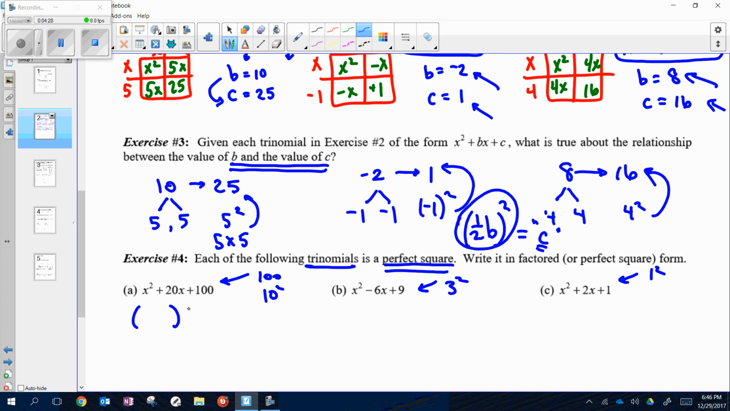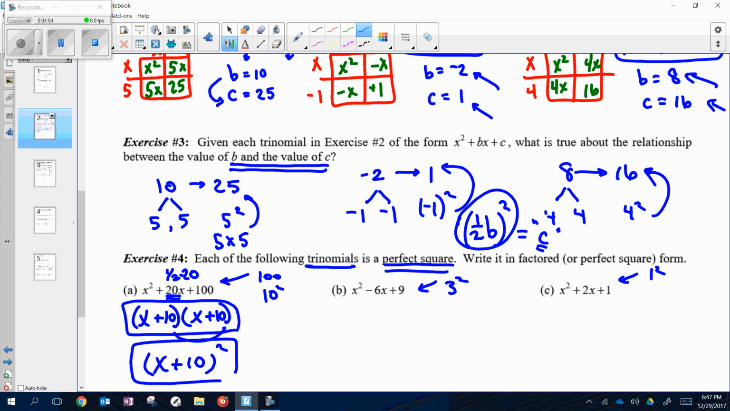If we were to look at this as taking half of 20, x and x, 10 and 10, is taking half of the 20, get 10 and 10, and then squaring that, because if I did 10 times 10, I'd get 100. This factors perfectly into x plus 10 squared. That's what we're looking to do here, to factor these into perfect squares.